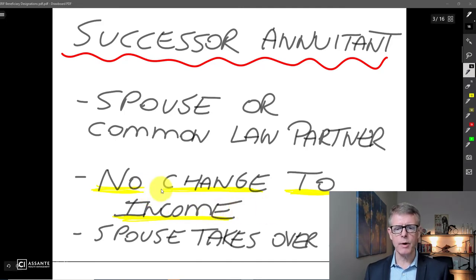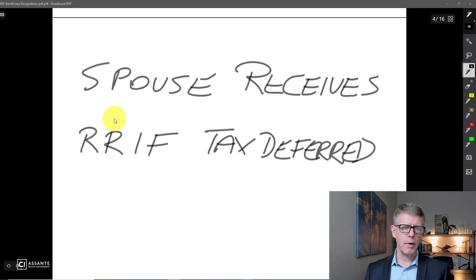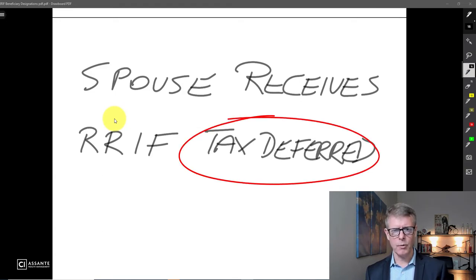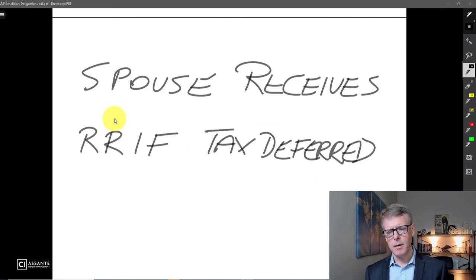Okay, so that's in a situation where you've got a partner and the legislation allows you to continue those income payments, and like I said, very critical in a first to die situation. Now, when you think about the account itself, not only are income payments continuing, there's continuity in those payments, but 100% of the account rolls over on a tax-deferred basis to the surviving partner. And when we say tax-deferred, all we mean is that there's still a tax liability attached to the account, but that tax doesn't have to be paid until actual income comes out of the RRIF account to the spouse. Okay, so that's the successor annuitant.